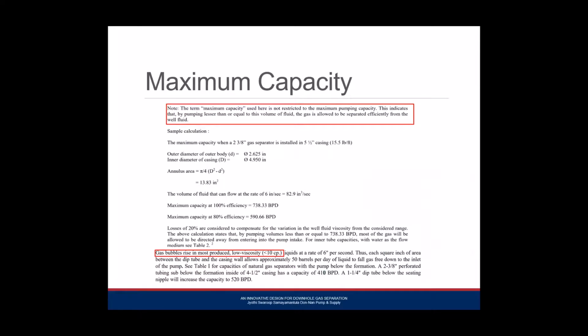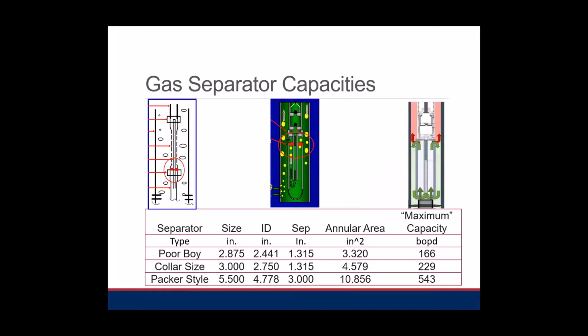So when we talk about maximum capacity, we're looking for that volume, that donut area, times 50 barrels a day per square inch, which will give us a certain maximum capacity. So if we walk through those separators, and these are very conventional separators, a poor boy is the perforated sub. It's very economic to make.